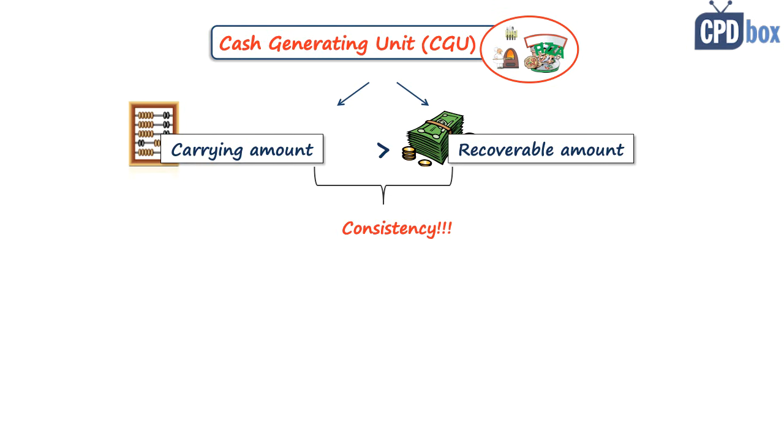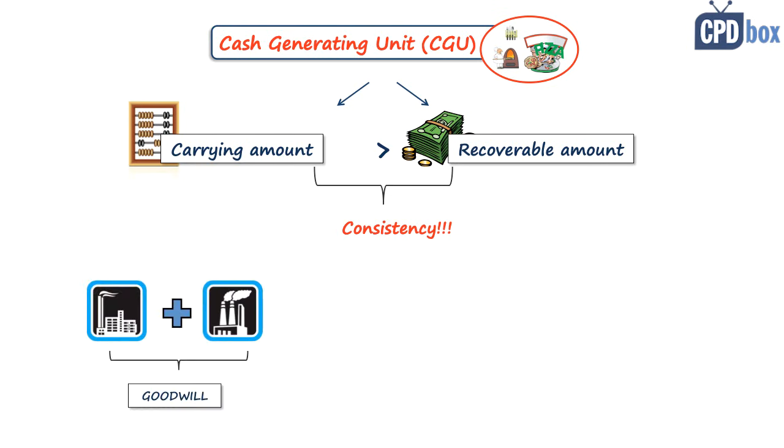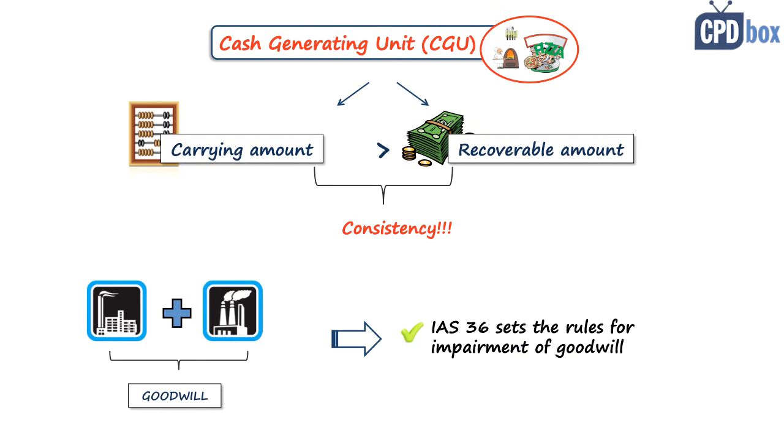Now, when you're dealing with impairment loss related to cash generating units, we often come across the issue of goodwill in business combinations. That's the specific case. And IAS 36 sets the rules how to test goodwill for impairment and how to allocate impairment loss when goodwill is involved. So please check that out on our website or in IAS 36.